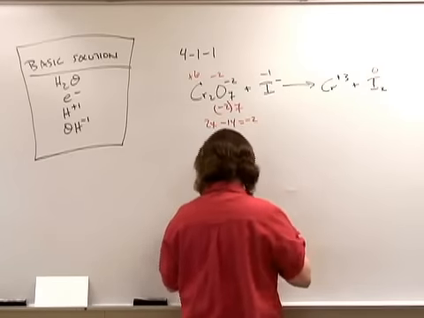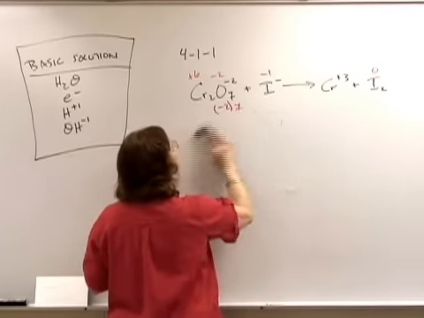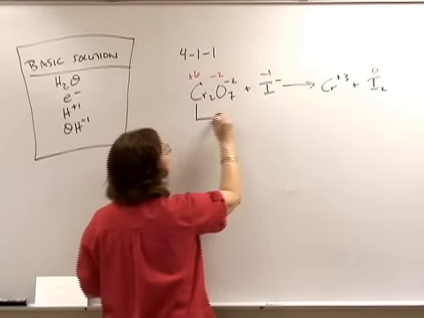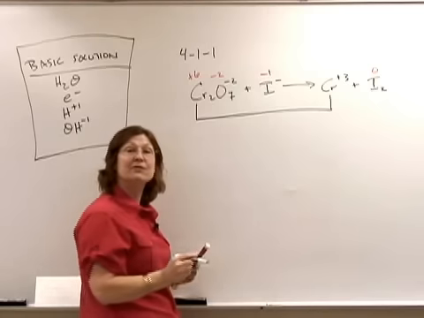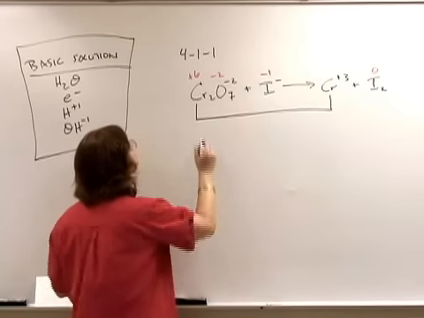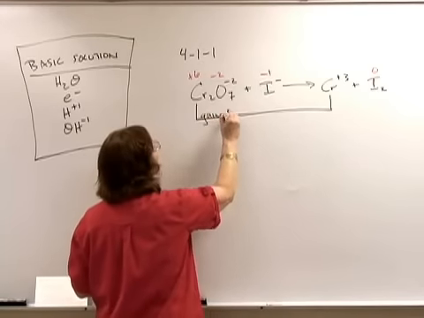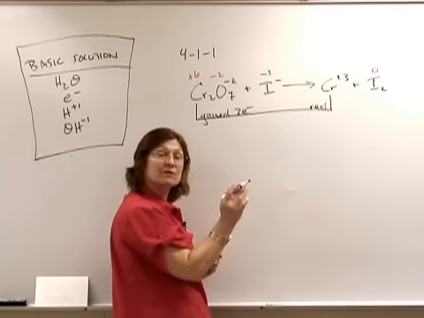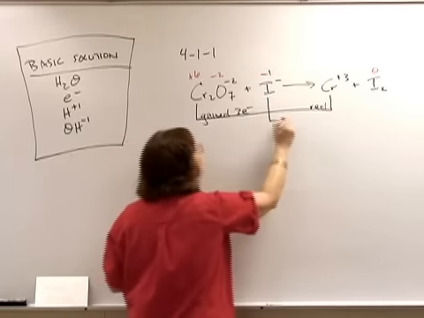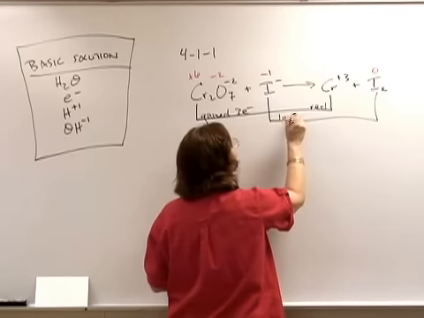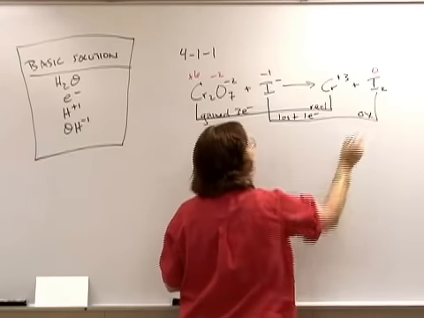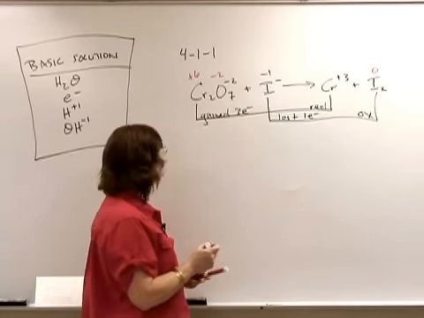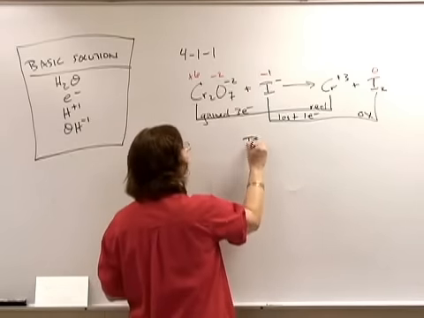And then I do very similarly as I would in acidic solution. I see that the chromium has changed from +6 to +3, and therefore it has gained 3 electrons. It has been reduced. The iodine has gone from -1 to 0. Therefore, it lost 1 electron and was oxidized. Then I separate it into my half reactions, so we're still doing things exactly the same.